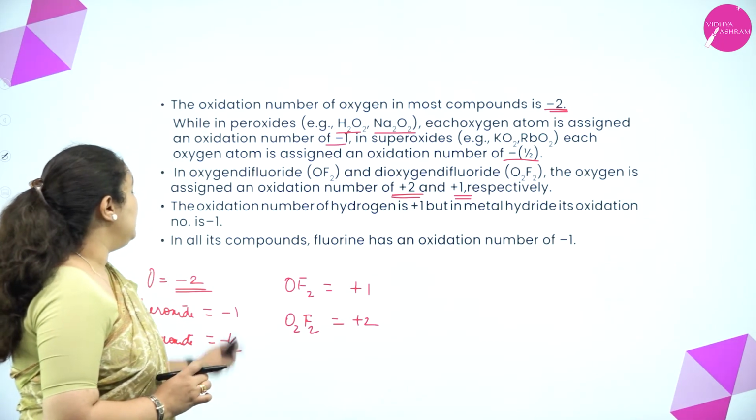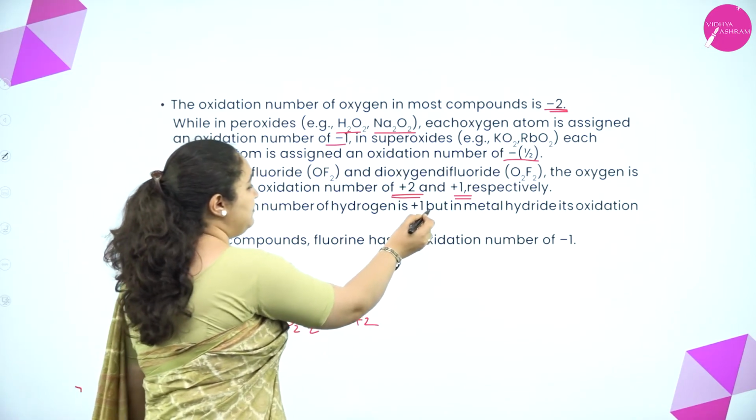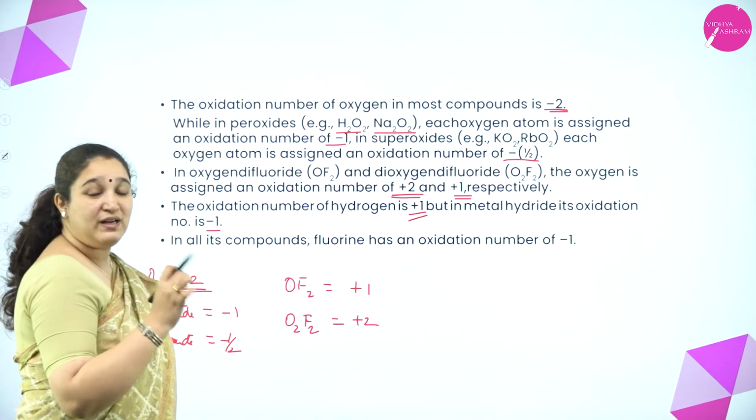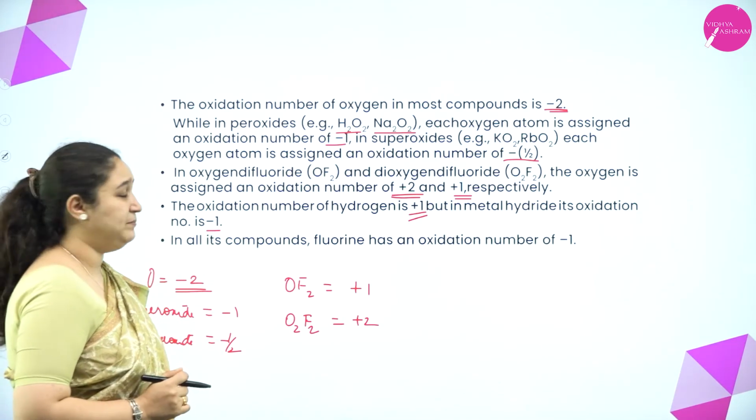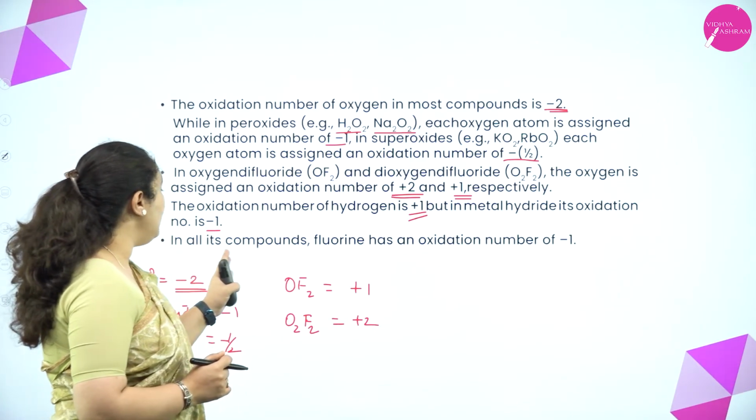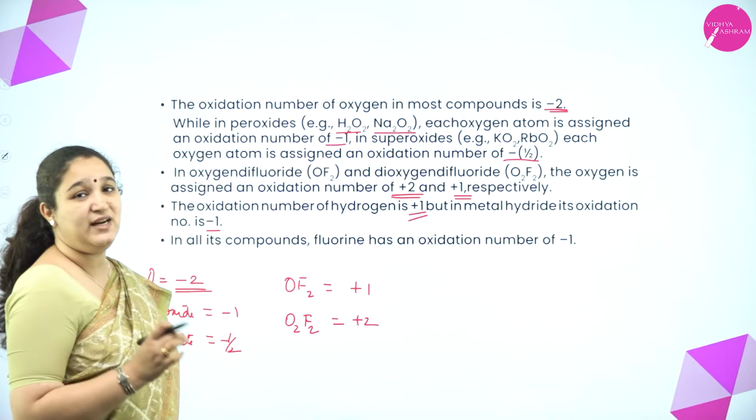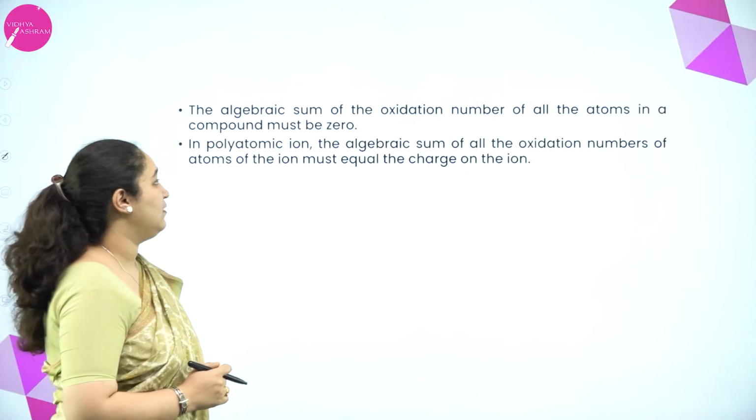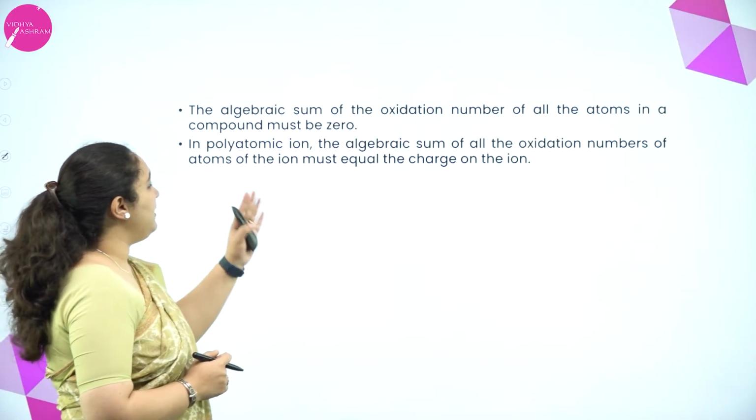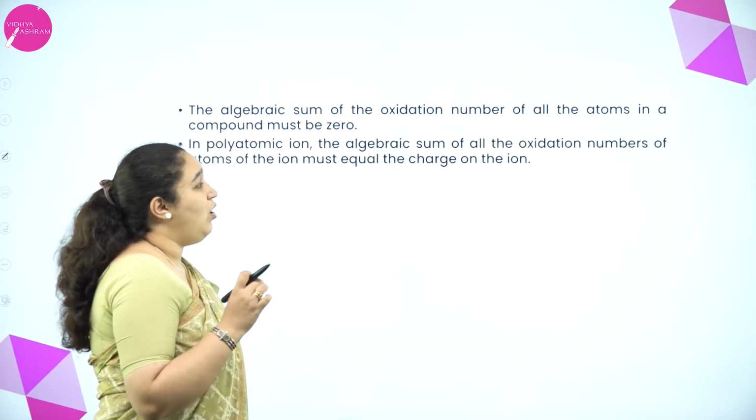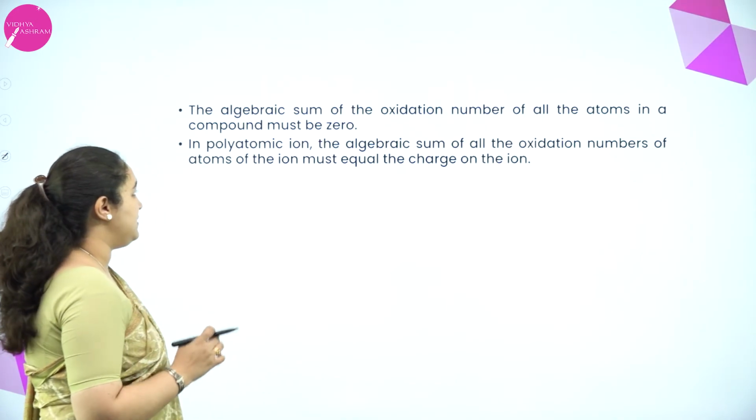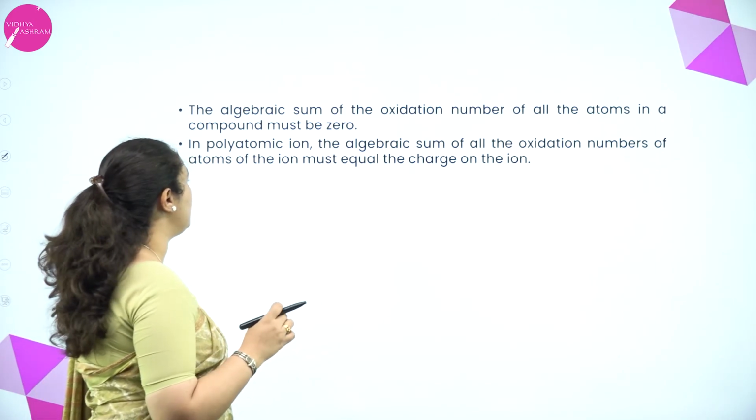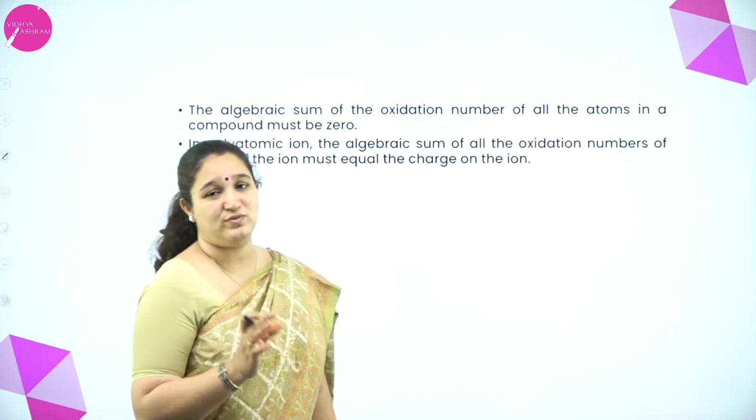Next, the oxidation number of hydrogen is +1, but in metal hydrides, its oxidation number is -1. Only in metal hydrides it is -1. Next, in all its compounds, fluorine has the oxidation state -1. Fluorine's oxidation state is always -1. Last, the algebraic sum of the oxidation numbers of all the atoms in a compound must be 0. In polyatomic ions, the algebraic sum of all the oxidation numbers of the atoms in the ion must be equal to the charge of the ion.